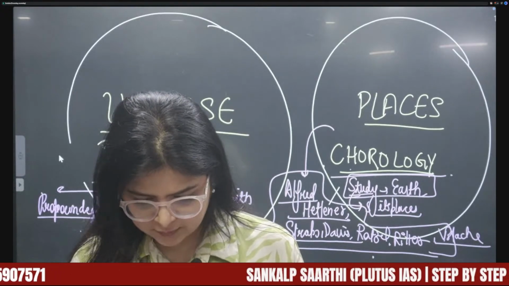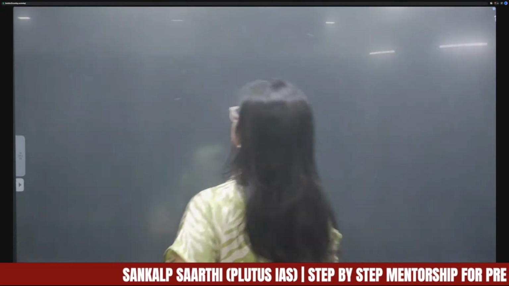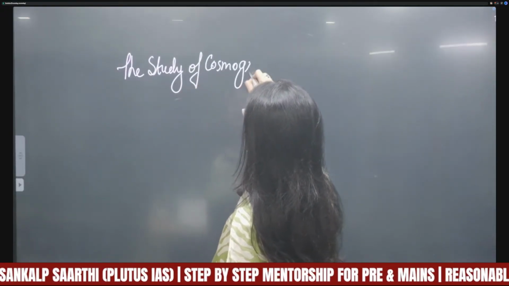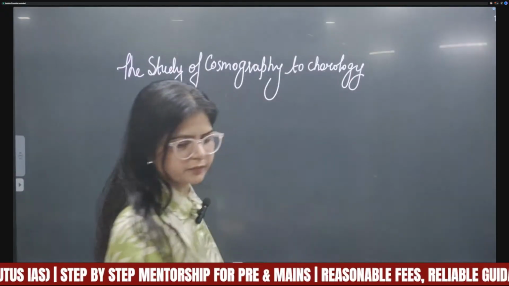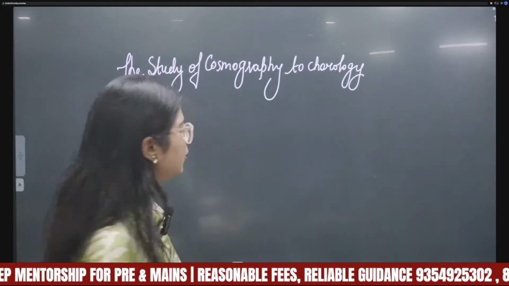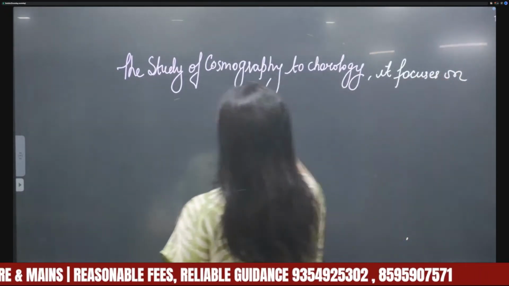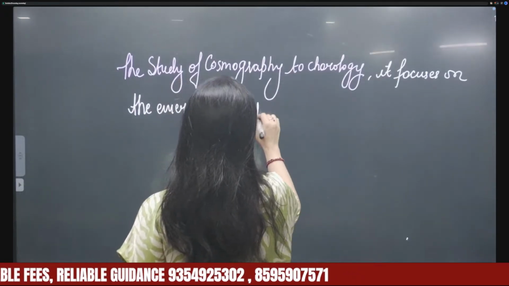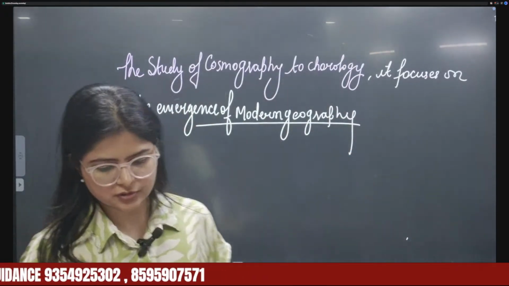Write down. The study of cosmography to chronology focuses on the emergence of modern geography. Ishan, are you getting the point? The study of cosmography to chronology focuses on the emergence of modern geography. इसी को ही क्या बोलते हैं हम? This is the emergence of modern geography. ठीक है, emergence of modern geography, comma.